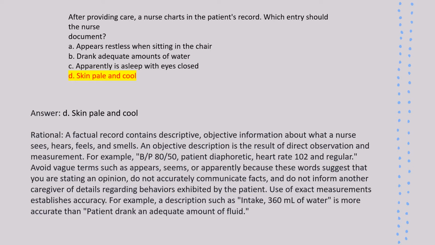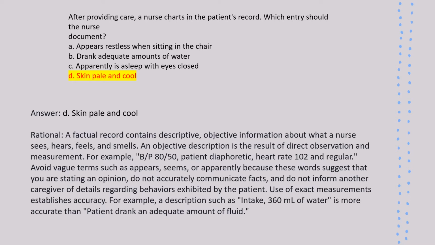Answer: D. Skin pale and cool. Rationale: a factual record contains descriptive, objective information about what a nurse sees, hears, feels, and smells. An objective description is the result of direct observation and measurement. For example, BP 80/50, patient diaphoretic, heart rate 102 and regular.